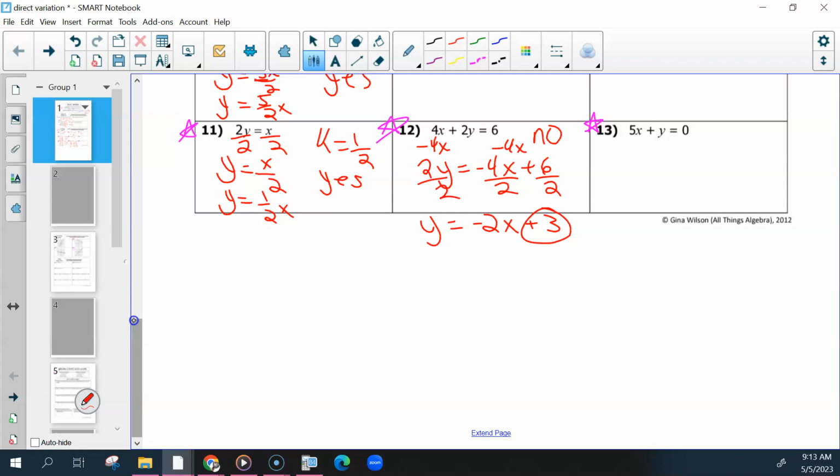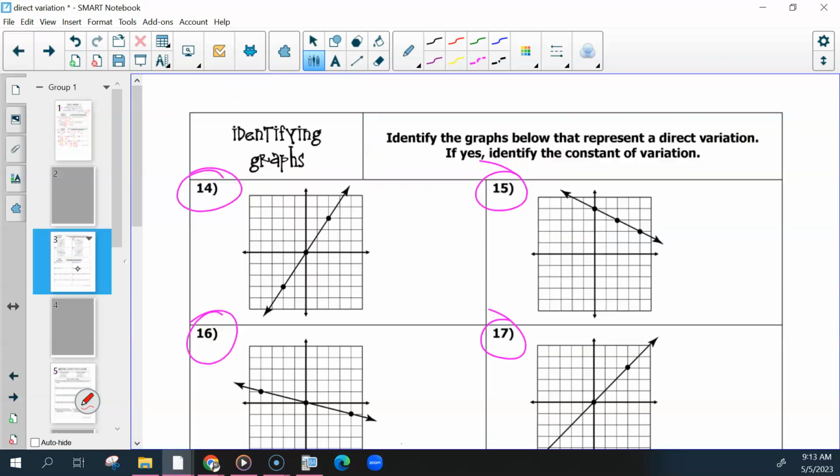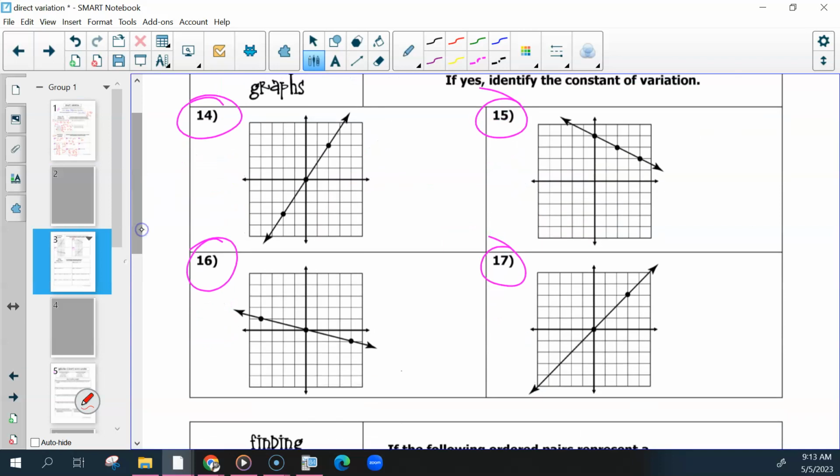Go on to the next page. So we talked about how to find if it's direct from the equation. Now we're going to do it from a graph. Rules still apply. K value, or the slope, has to be the same between all your points. It has to go through the origin. Is 14 direct? Yes, it goes through the origin. The K value is the same. What is the K value? 0/2.